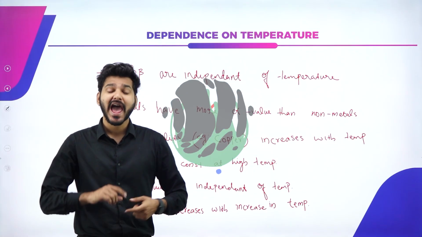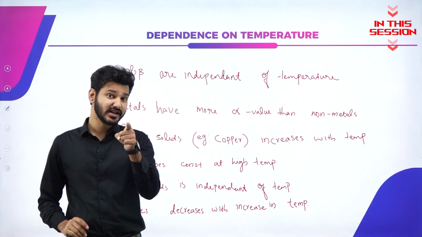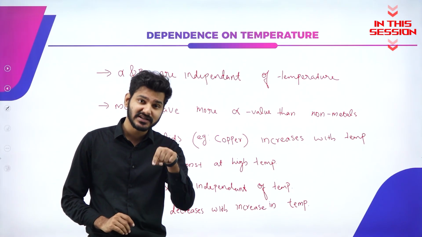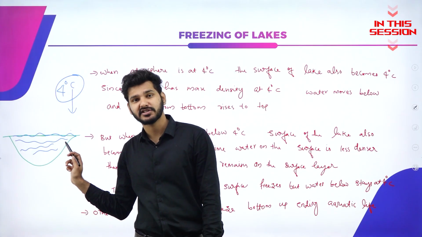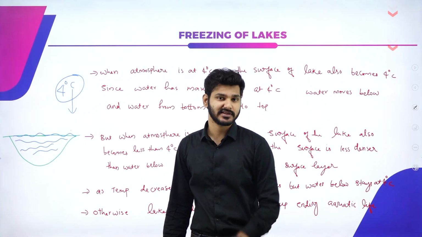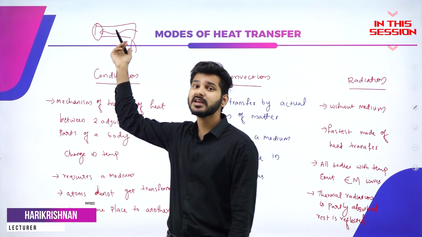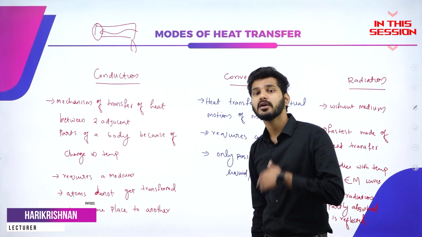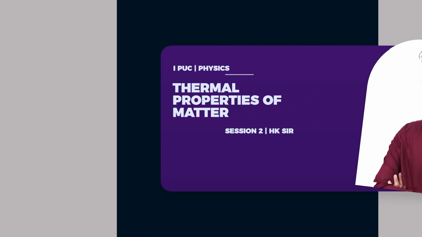So we can say that alpha and beta are completely independent of temperatures, but gamma is actually dependent on temperature. So once the atmosphere is at 4 degrees Celsius, then the surface of the lake is also at 4 degrees Celsius. The change in temperature actually causes heat to be exchanged between the two parts. So it is known as conduction.